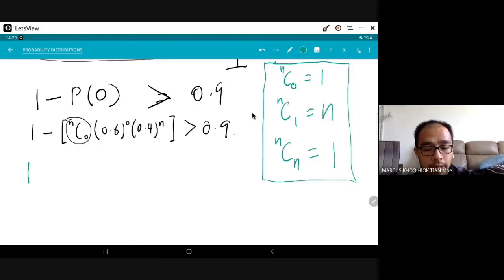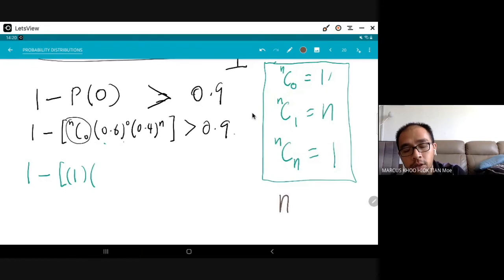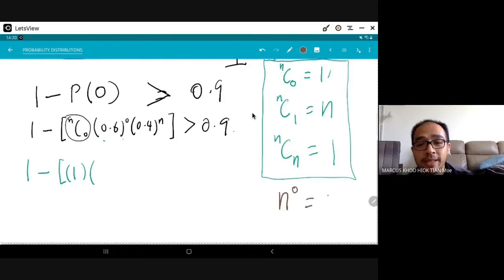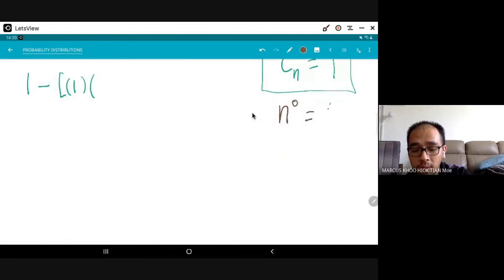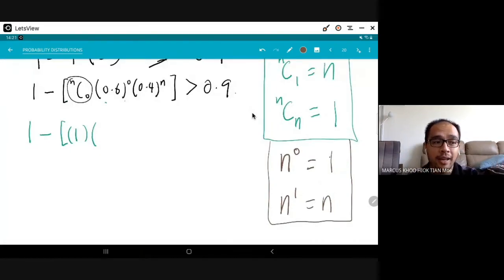So this is 1 minus NC0, equals 1. Okay, 1. 0.6 to the power of 0. Shall I also teach you this? Better. N to the power of 0 equals, even up to Form 5 some people still don't know this. N to the power of 0 is 1. Anything to the power of 0 is 1. But anything to the power of 1 is itself. Please be careful with this. These are like facts of life, you have to know this. 0.6 to the power of 0 is 1.